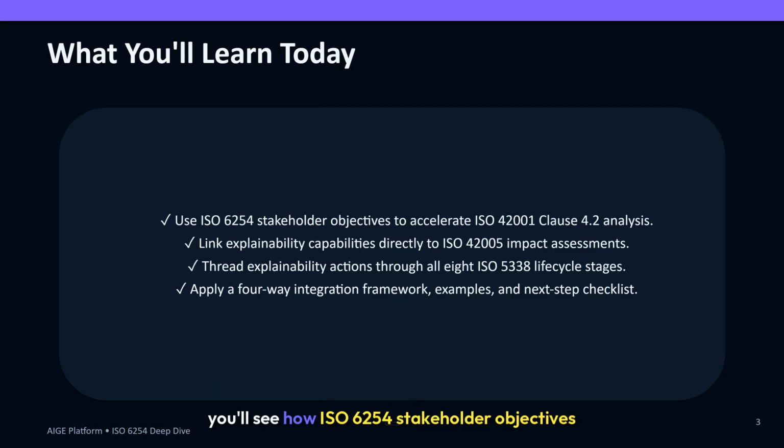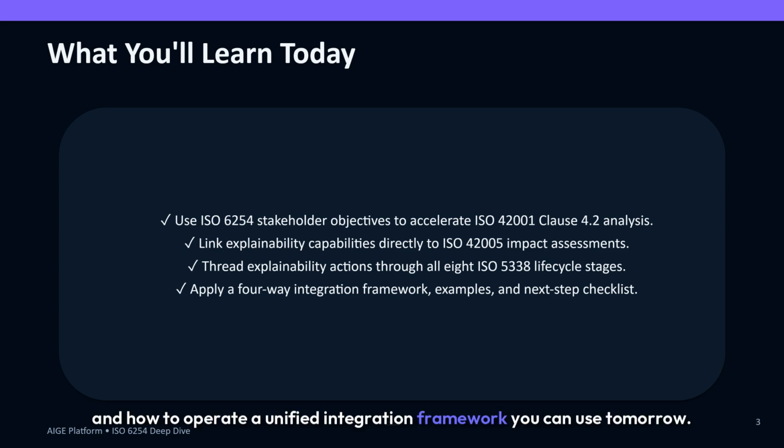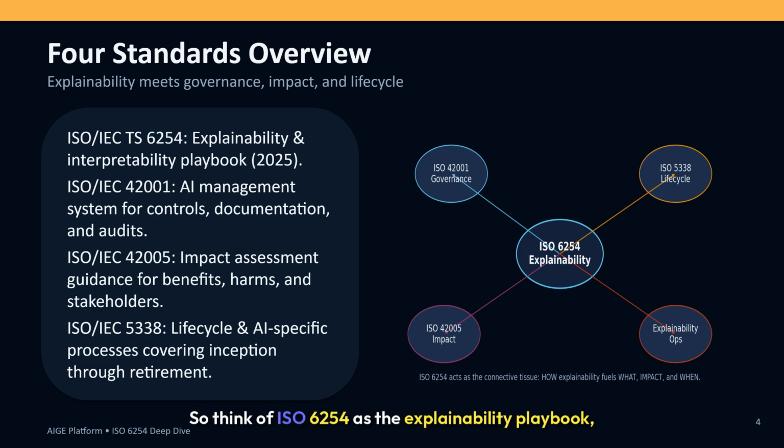By the end, you'll see how ISO 6254 stakeholder objectives accelerate ISO 42001 clause 4.2, how explainability feeds ISO 42005 impact evidence, how clause 7 maps across all 8 ISO 5338 stages, and how to operate a unified integration framework you can use tomorrow. Think of ISO 6254 as the explainability playbook, ISO 42001 as the aims backbone, ISO 42005 as the impact methodology, and ISO 5338 as the lifecycle discipline. Together they ask how, what, impact and when.